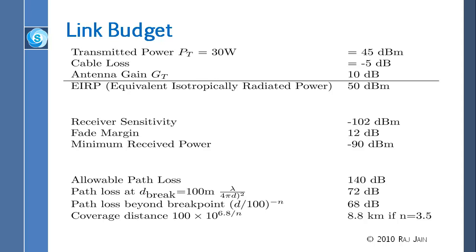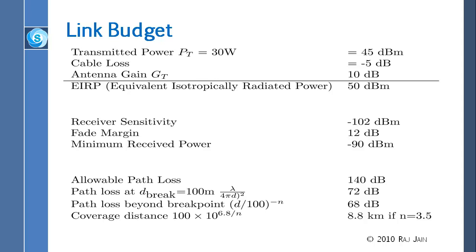So the cable which goes from the box, electronic box, to the antenna, antenna is on the tower, box is on the ground, there is a big cable going there. That has a loss of minus 5 dB. The antenna gain is 10 dB, and therefore the EIRP is 50 dBm. So this, the sum of these, is what is equivalent isotropically radiated power.